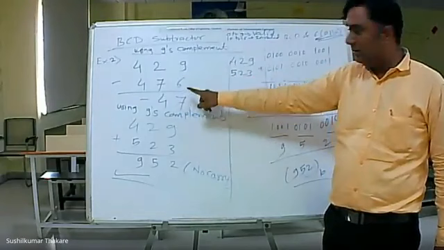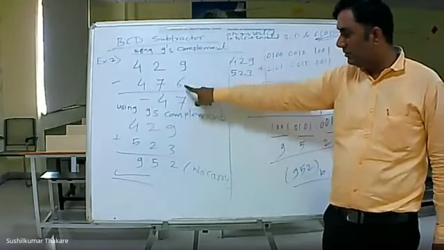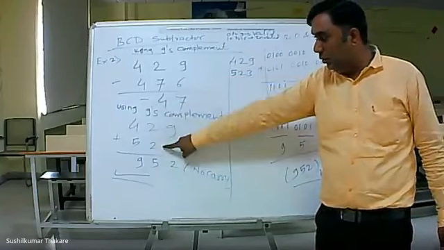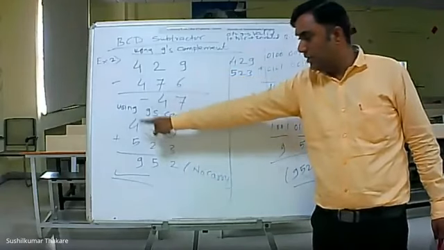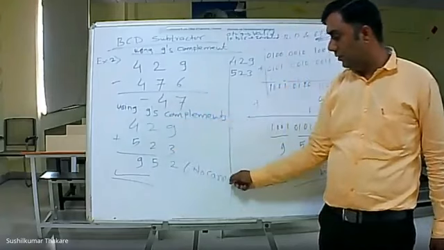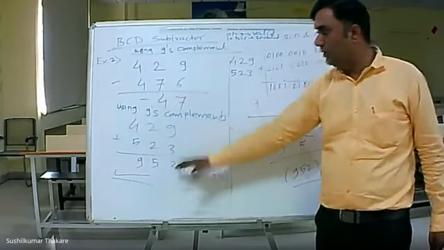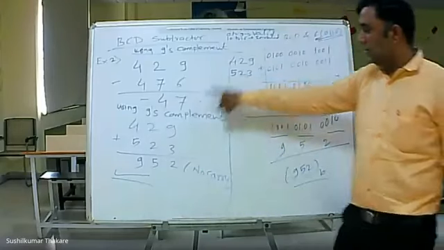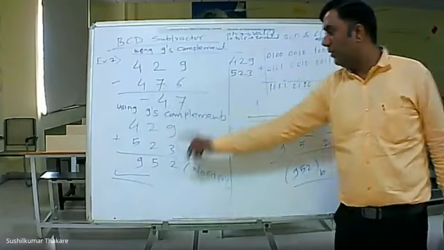Subtract from 9. What is 9 minus 6? That is 3. 9 minus 7, that is 2. 9 minus 4, that is 5. Then addition of these two numbers, we will get 952, with no carry. In the previous example, carry is available. So just write down these two numbers, 429 plus 523.